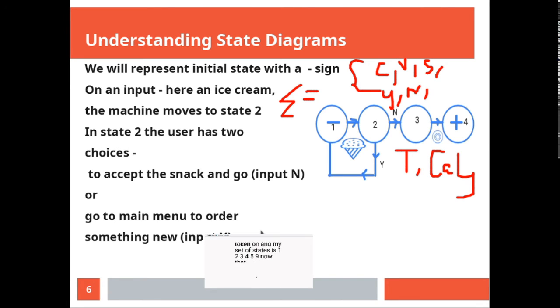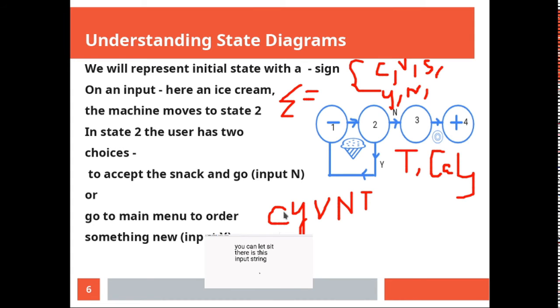Now let me say that there is a string that comes like this. Let's say a string where I enter the choice of cone, and then I say yes, I want something more. Then I say okay, I want a veggie sandwich also, and then I say no, I don't want anything else, and then I say token. Let's say there is this input string. Okay, so this input string is being given to this particular machine, and let's see how this machine processes this string.